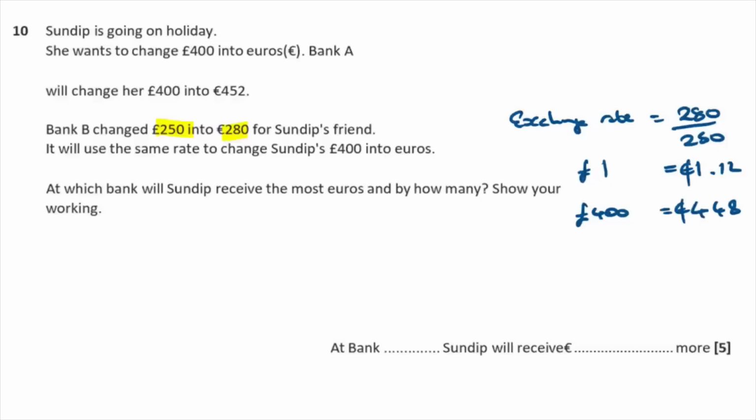Now we got 452 from Bank A. So Bank A is going to give her the most. Okay, by how much? The difference is going to be what she got in Bank A, 452, minus what she gets from Bank B, 448. And that comes out to be 4. So Sandip received €4 more.